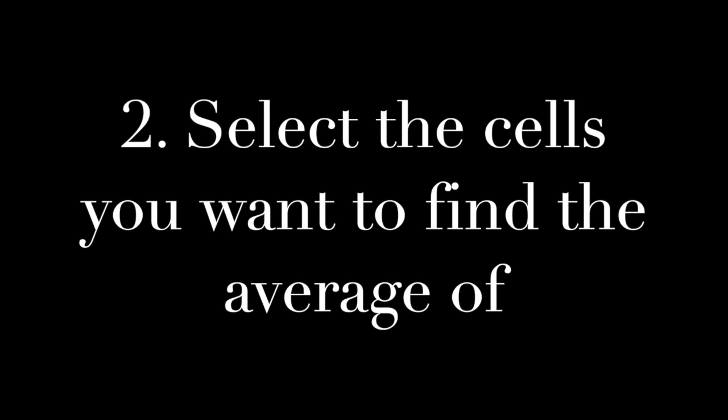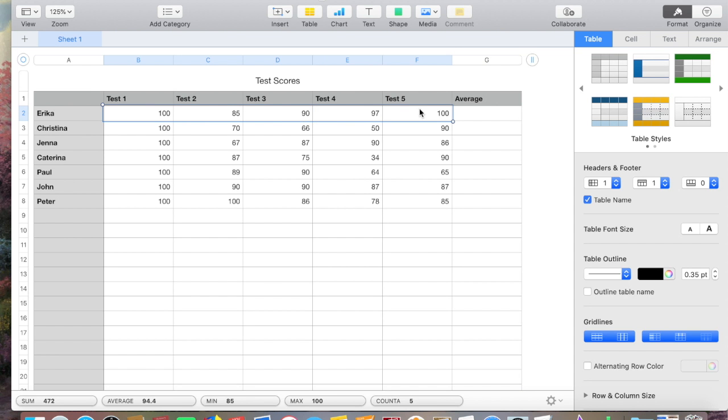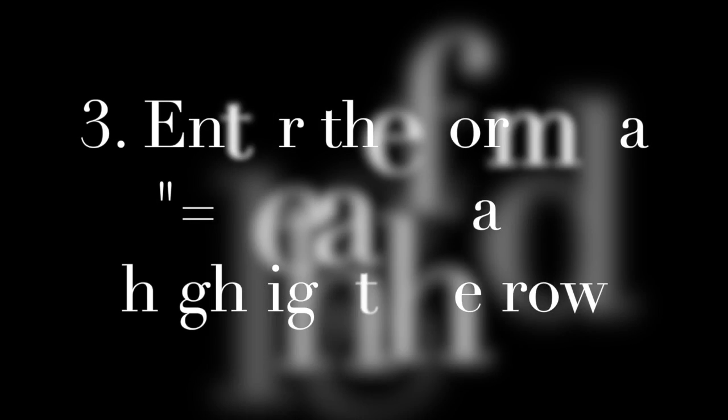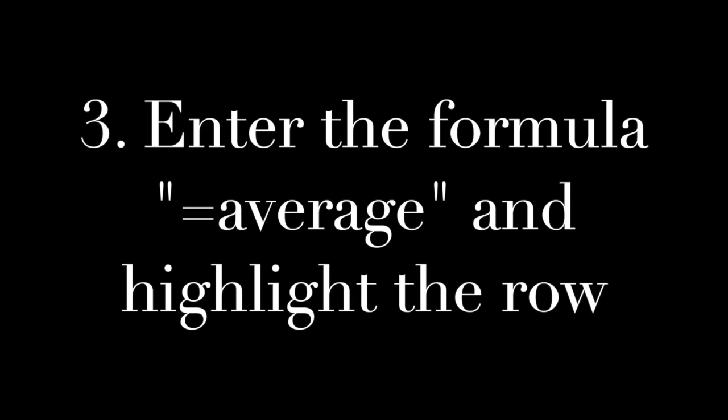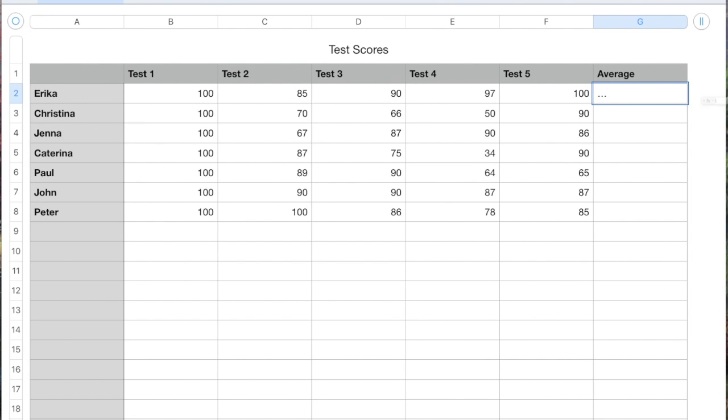Next, you are going to select the cells you want to find the average of. Next, you will enter the formula =average and highlight the rows you want to find the average of.